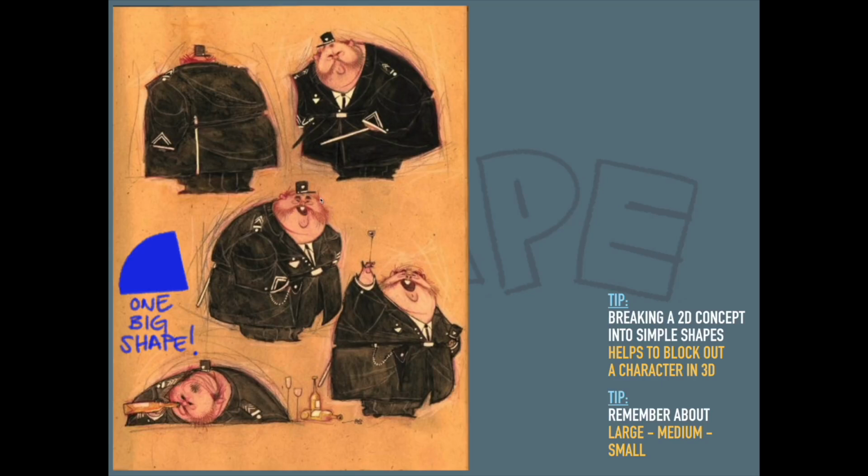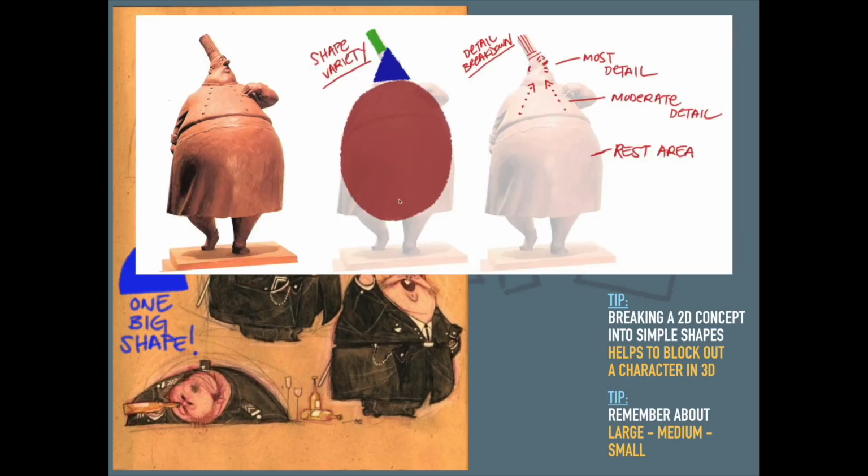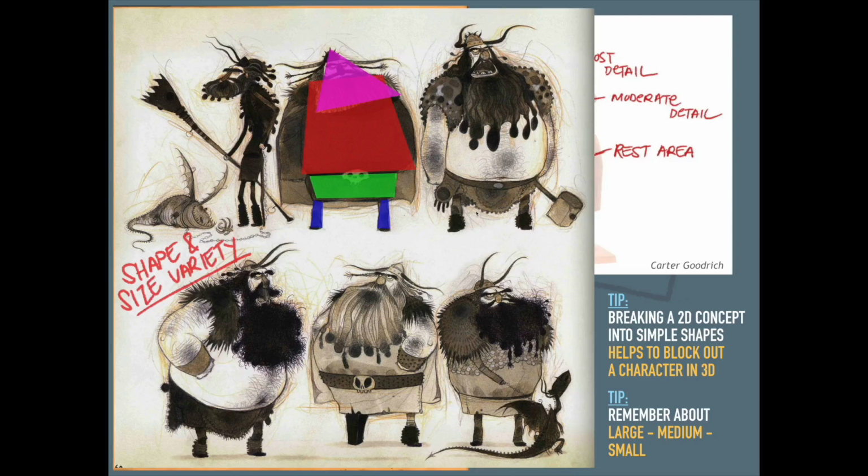Using shape variety is also important, whether it is just one big shape or a set of shapes of different sizes. Always remember to have large, medium, and small pieces in your character. And the best way to build up your workflow is also based on a principle: start with large, chunky, simple shapes, then add medium details, and finally work on small and minor details.